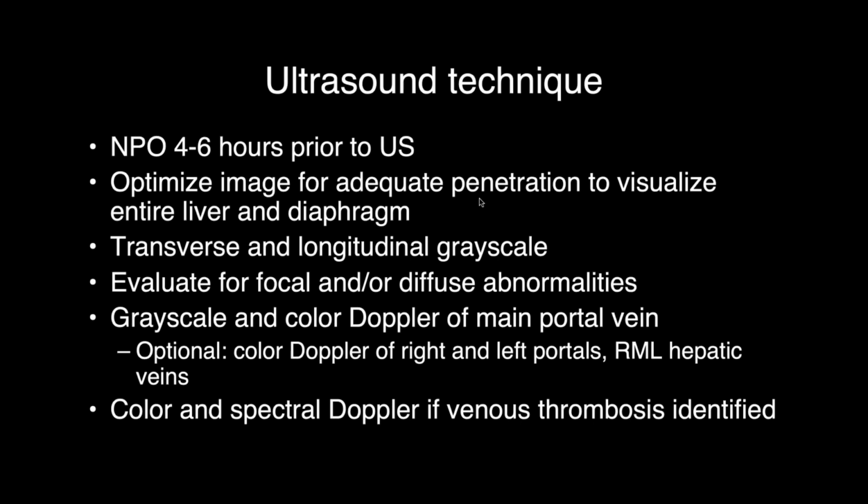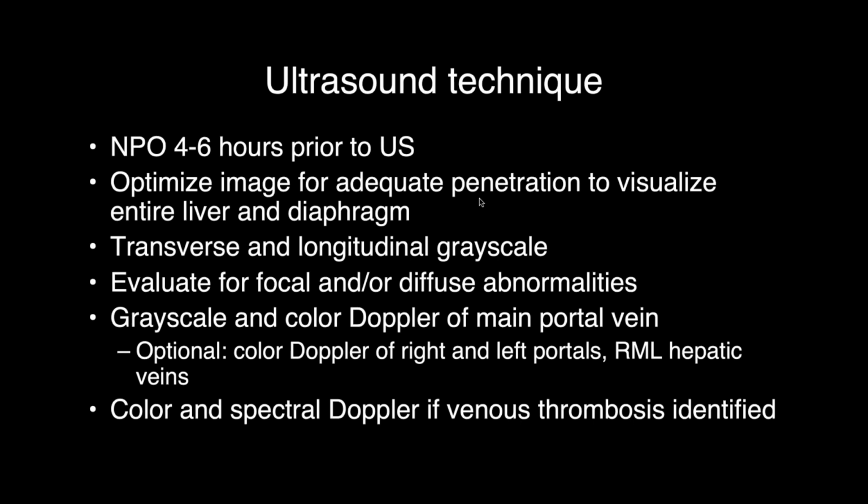We recommend you use transverse and longitudinal grayscale views of the liver and look for any focal or diffuse abnormalities in the liver. We recommend that when you look at the portal vein, you use both grayscale as well as color Doppler. The reason for using both is that if you only use color Doppler, you may obscure small non-occlusive thrombi. We leave it optional as to whether or not you evaluate the right and left portal vein branches or the right, middle, and left hepatic vein branches, although at Stanford we do routinely look at those vessels.